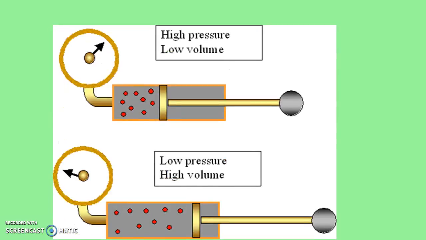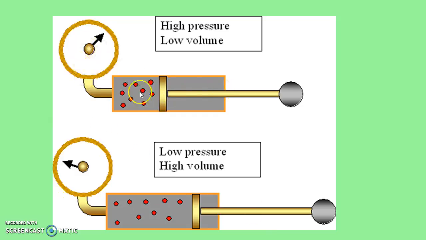Here's this picture. This would be a piston, so we have some gas here pushing on the gas, and this would be a pressure gauge. So high pressure, low volume. Then if we make the pressure lower, low pressure, high volume, that means the volume gets bigger. So as the pressure goes up, the volume goes down, and as the pressure goes down, the volume goes up.